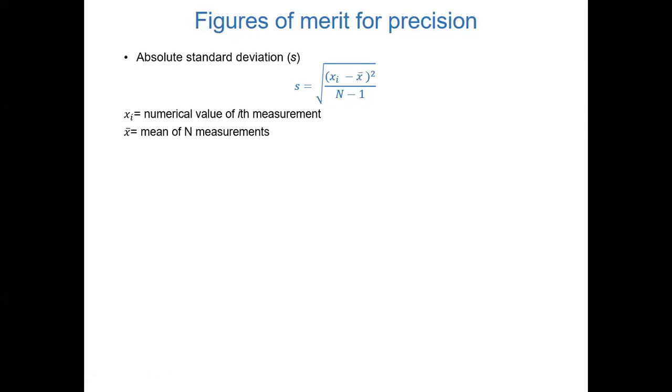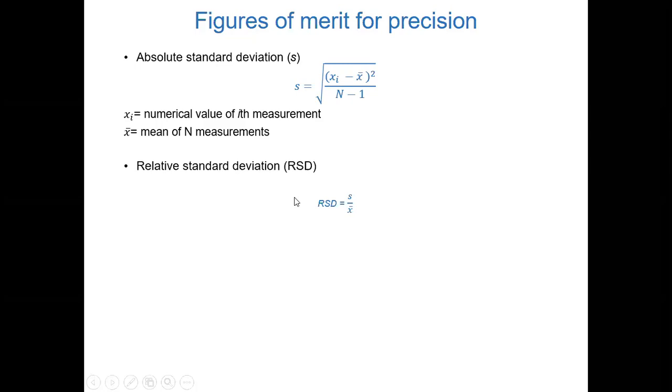So here the xi is the numerical value of ith measurement. So for example, if it is the 10th measurement, the xi is 10th one, and the x bar is the mean of the n number of measurements. And by substituting values into this equation, we can calculate the absolute standard deviation and the relative standard deviation. Relative standard deviation can be calculated by dividing absolute standard deviation by the mean value.